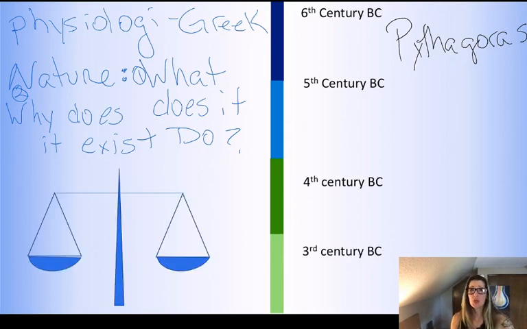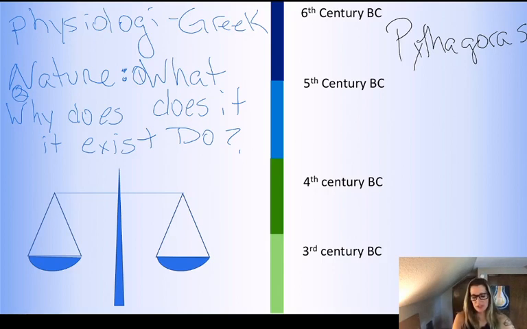And then we get into the 4th and 3rd centuries BC. So we're moving forward in time. Remember that when we're talking about time long ago, we go from bigger numbers to smaller numbers, and then we go from smaller numbers to bigger numbers. So we're back in BC, before the Common Era. So we're moving forward in time.